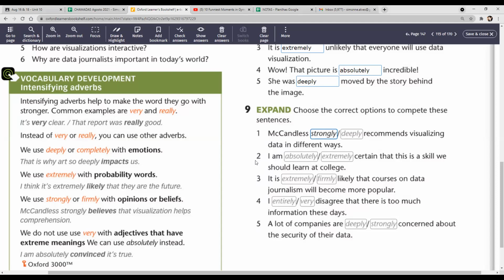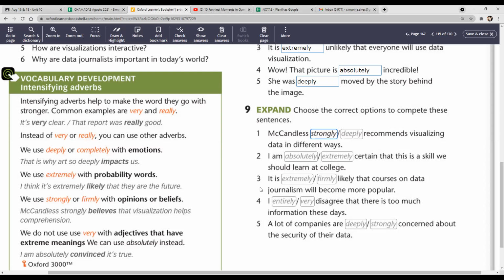I'm absolutely certain that this is a skill in school. So let's see, guys. I am absolutely certain, or I am extremely certain. What do you think? Is the word certain a probability word? No. I don't think so. I'm extremely certain that this is a skill we should learn at college. No, I don't think certain is a possibility. Yeah, this is something we have to think about, if the word is a probability word or not.